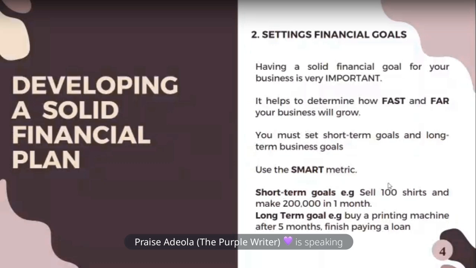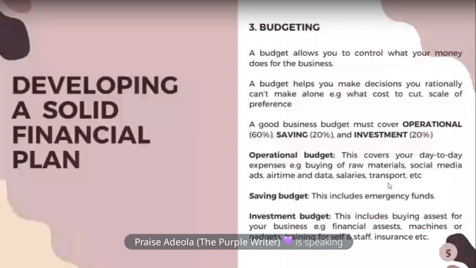Quickly, let us move to budgeting. What is a budget? A budget allows you to control your money, or a budget allows you to control what your money does for the business. A budget helps you to make decisions you rationally can't make alone. A budget helps you to know what to cut off. It helps you to arrange your needs according to a scale of preference.